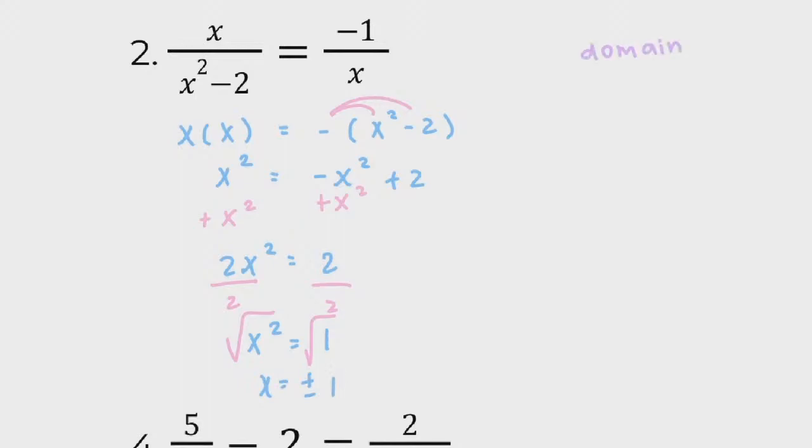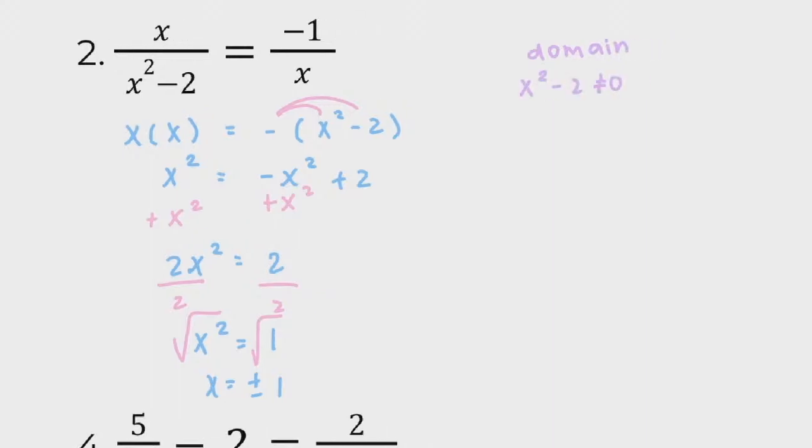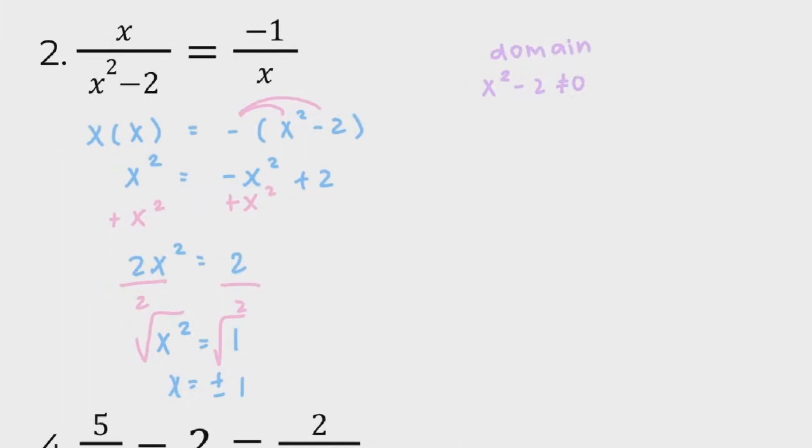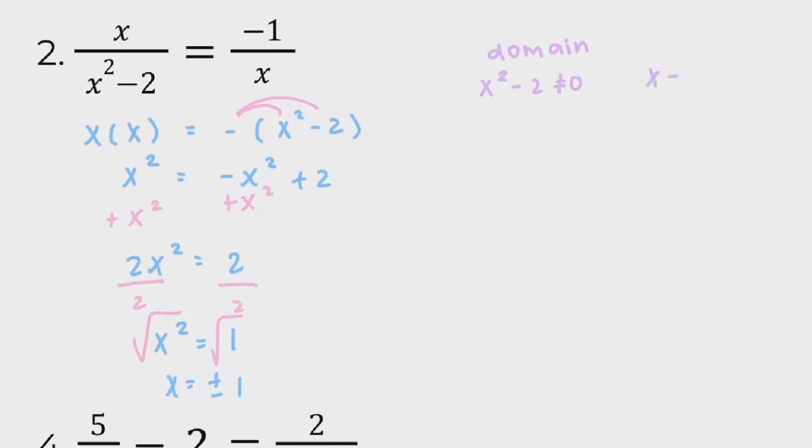For the domain, x squared minus 2 can't equal 0, and x can't equal 0. So x squared can't equal 2, and that means x can't equal plus or minus square root of 2. But our answer is not one of the three numbers that x can't equal, so plus or minus 1 is the solution.